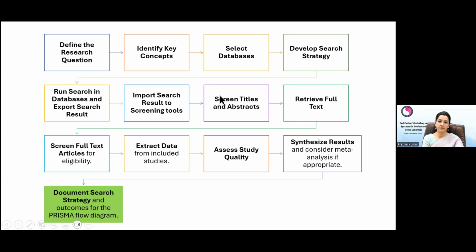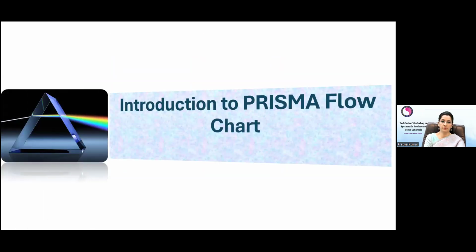And then I have retrieved the full text. I have extracted the data, done the qualitative synthesis. I have planned for meta-analysis. And then now I am done with the meta-analysis. Now I need to draw PRISMA because this thing is ready and I need to report according to this PRISMA. So what is this PRISMA?